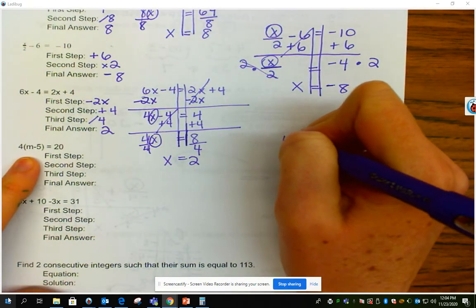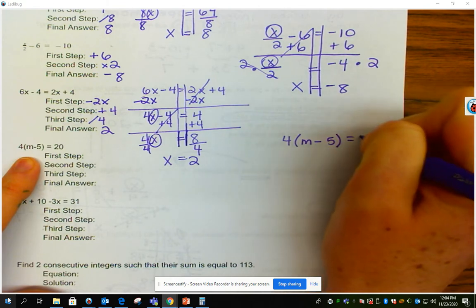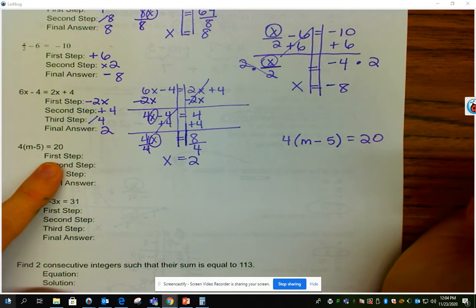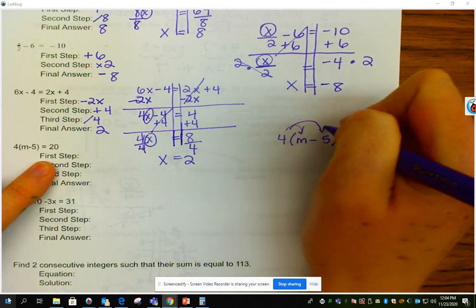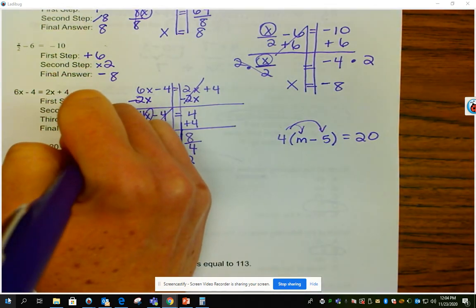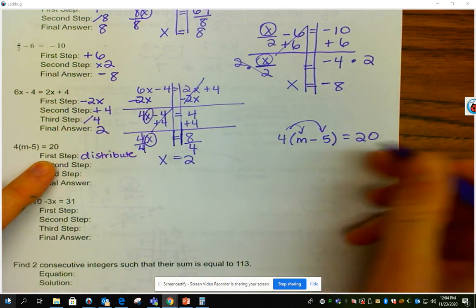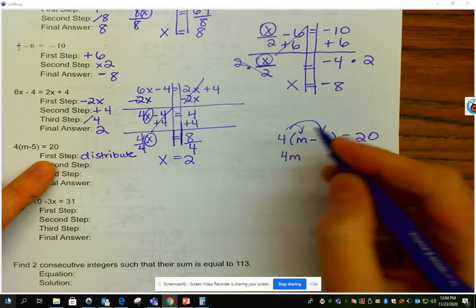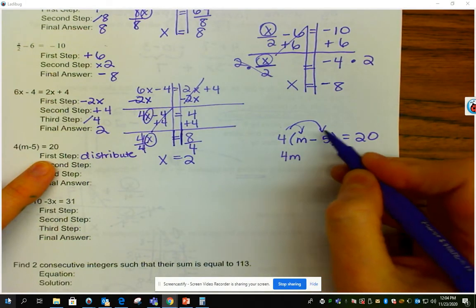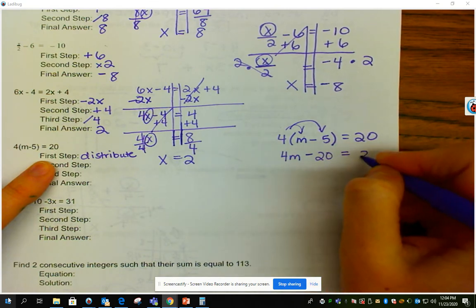We've got 4 times parentheses m minus 5, close parentheses, equals 20. So my first step would be to distribute, right? So you can just write distribute there as your first step. So that becomes 4 times m is 4m. 4 times negative 5 is negative 20 equals 20.